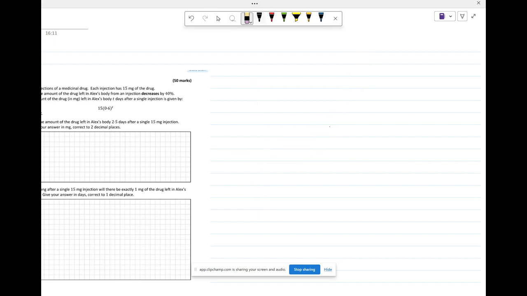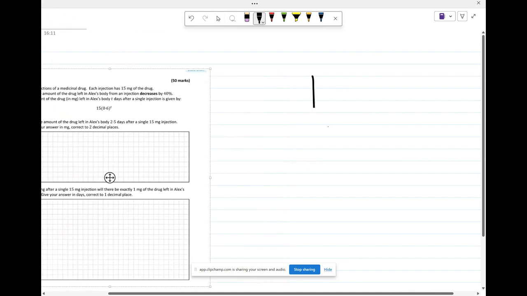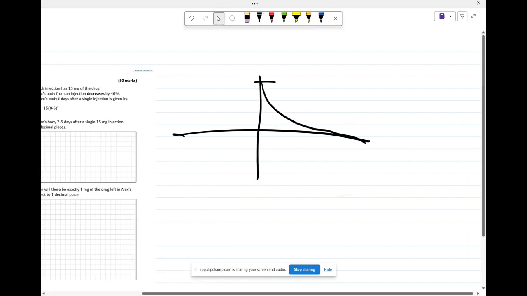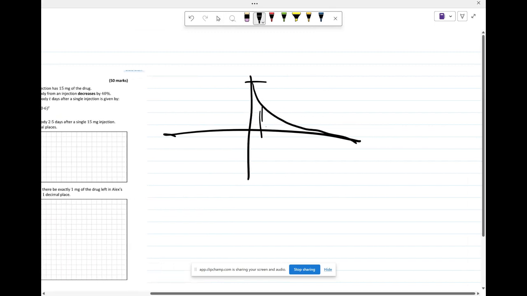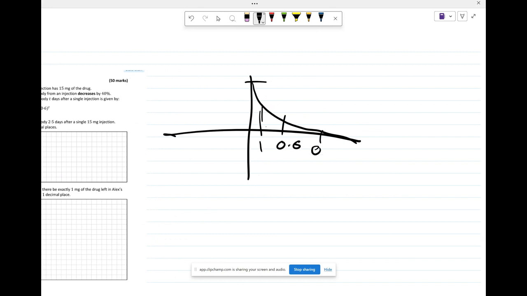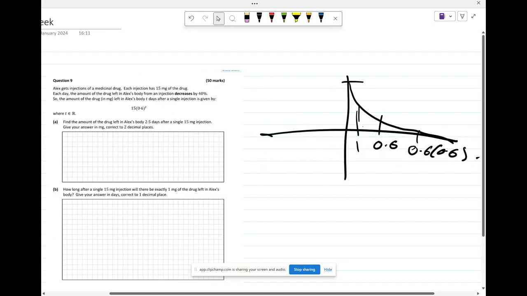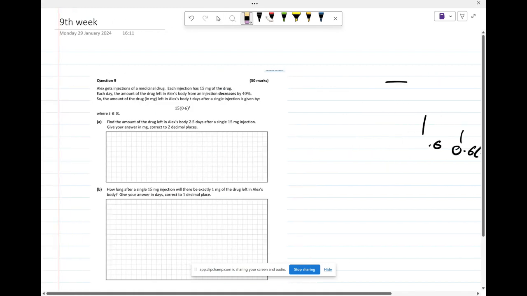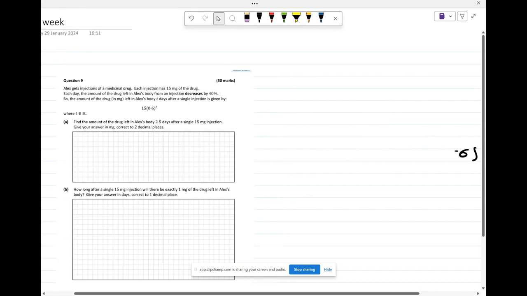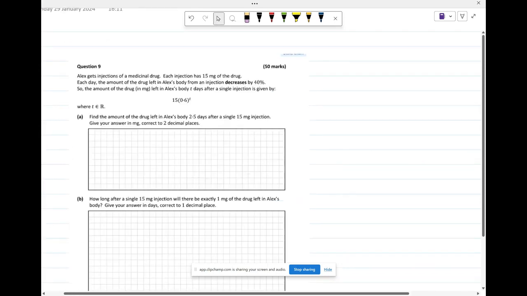And here in this question, it's to do with injections in your body. So you inject a certain amount of drug in your body, but it decays, and this time by 0.6 each time. So if this was 1, then 0.6, then 0.6 times 0.6, and so on and so on. So that's why logs are used here. You don't really need to know that for this question, but let's just jump in.